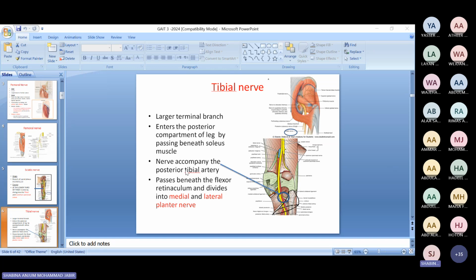So this nerve is present posteriorly and it will pass below the flexor retinaculum and finally it will divide into medial and lateral plantar nerves.